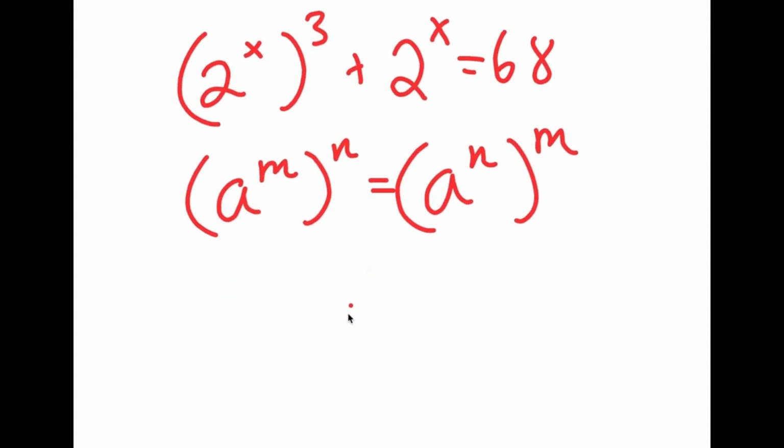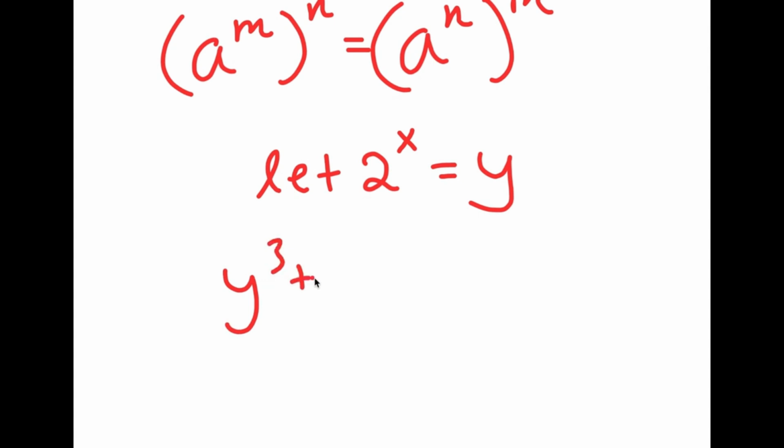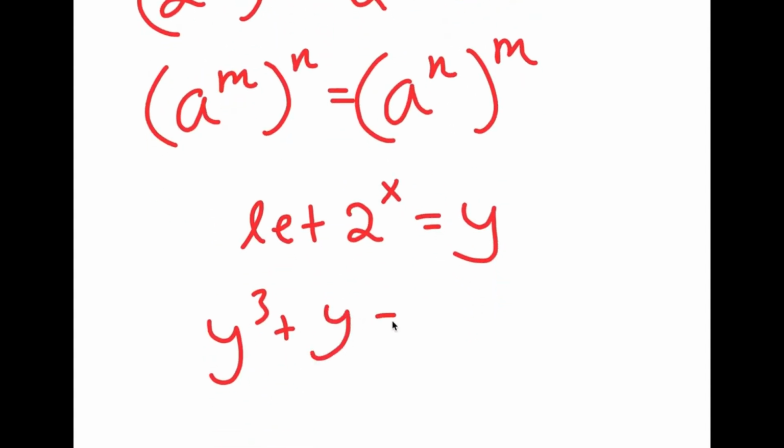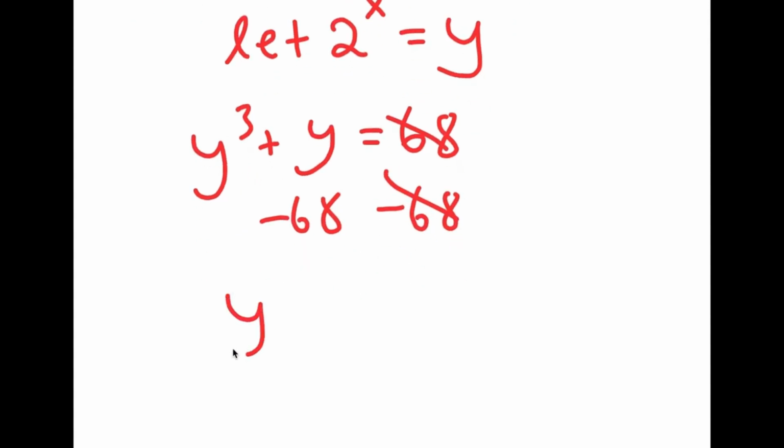Now from here, I'm going to let 2 to the power of x equal to the variable y. So if I substitute in y for 2 to the power of x, I get y to the power of 3 plus y is equal to 68. And now I can subtract 68 on both sides. So I get y to the power of 3 plus y minus 68 is equal to 0.